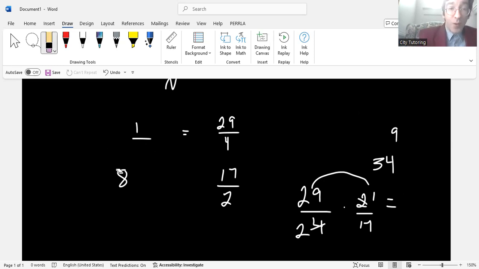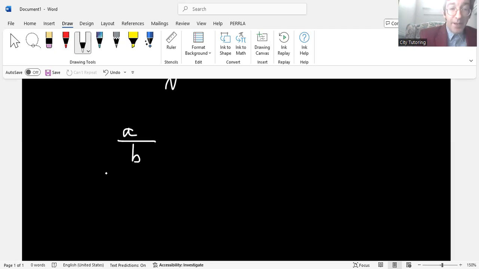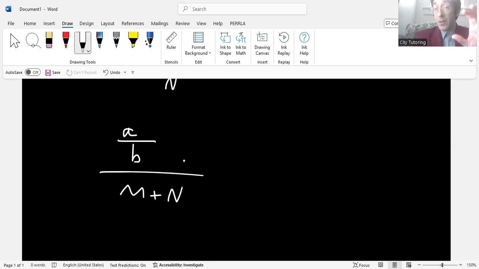All right, let's do the second one. The second problem I gave you was a over b divided by m plus n. Here we have a simple division. Those of you who had, I'm going to put it on the right side, the answer a over bm plus bn, you are correct.